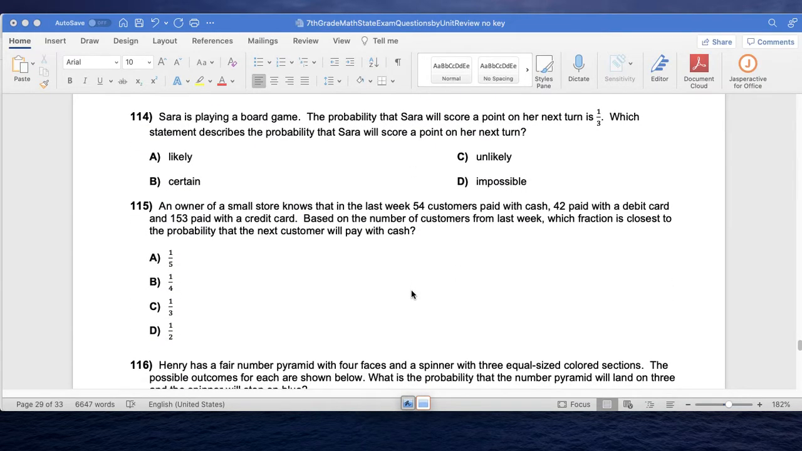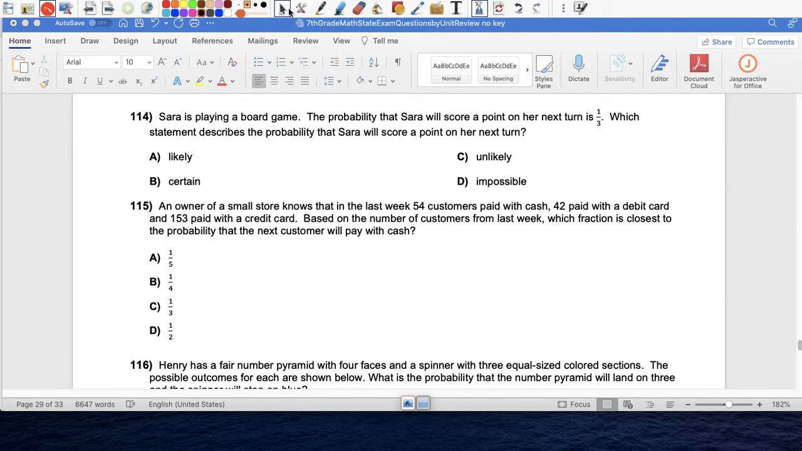Sarah's playing a board game. The probability that she will score in her next turn is 1/3. Which statement describes the probability that Sarah will score on her next turn? Is it likely? No. Is it certain? No. Is it unlikely? Well, 1 out of 3 is a 33.3% chance of it happening, right?